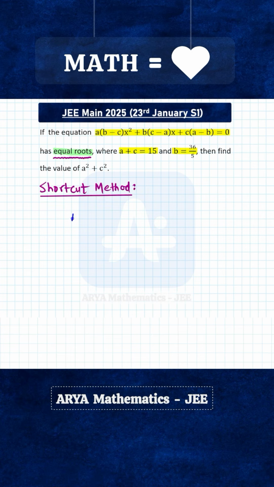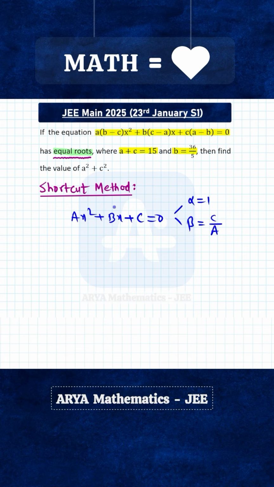We know that if we have a quadratic equation of this form ax square plus bx plus c equals to 0, and in this quadratic equation the sum of coefficients is 0, that means if a plus b plus c is 0, then one of the roots of this quadratic equation in x must be 1, and because the product of roots is c by a, if one root is 1, the other root must be c by a.